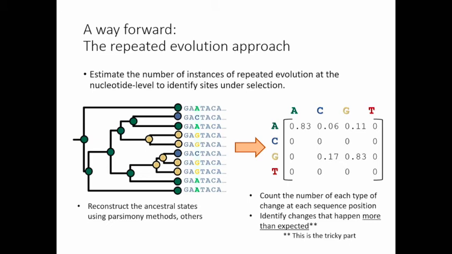So, count the number of each type of change at each sequence position and identify changes that happen more than expected. Of course, that's the tricky part, because what's our expectation? That's something we're still thinking about. But at the moment, what we're looking for is extreme events. So if we generate a giant phylogeny, count all of those events, and look at, say, the top 5% of the most repeated changes, what are those changes?